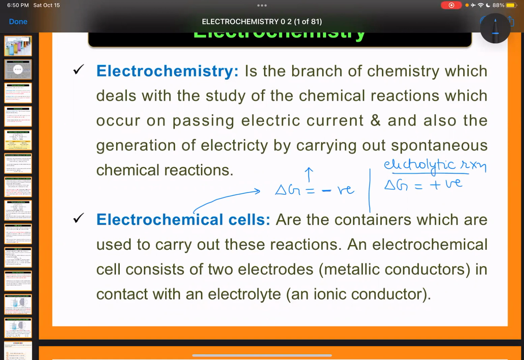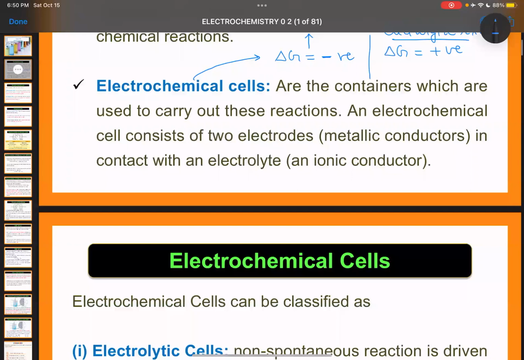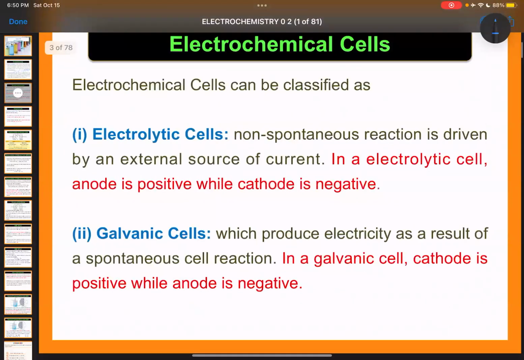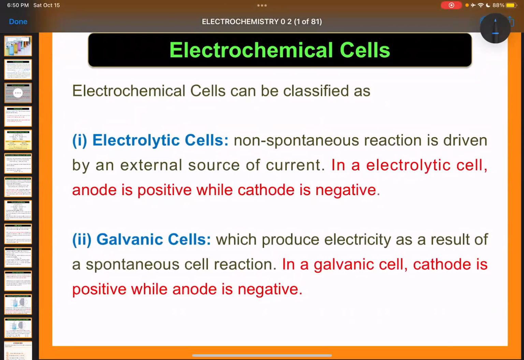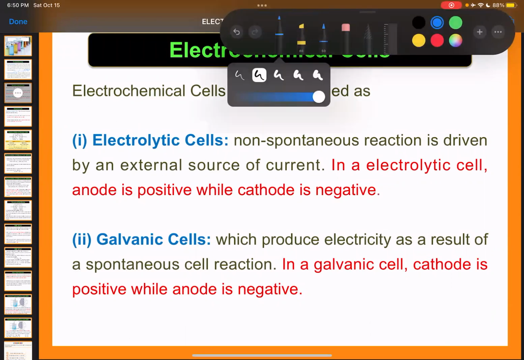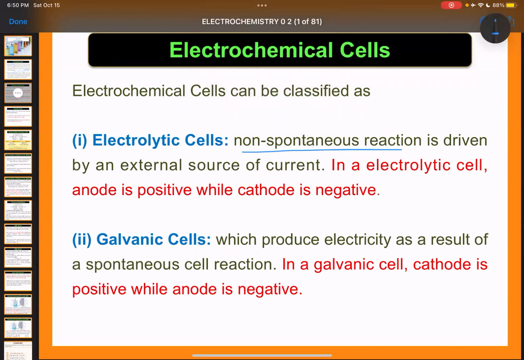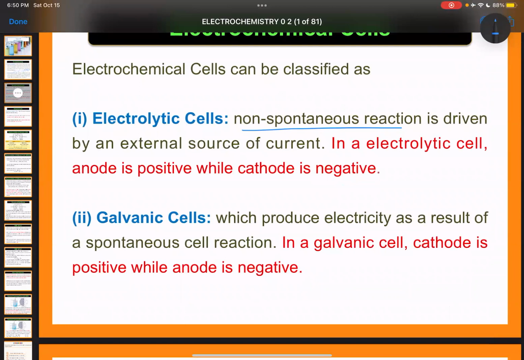But in the electrolytic reaction, the reactions don't happen on their own, we need to put in electrical energy continuously to make them happen. So these are the two different basic classifications, electrolytic and electrochemical. Non-spontaneous reactions, and anode is positive, cathode is negative. This we will get into in the details of the galvanic cell.